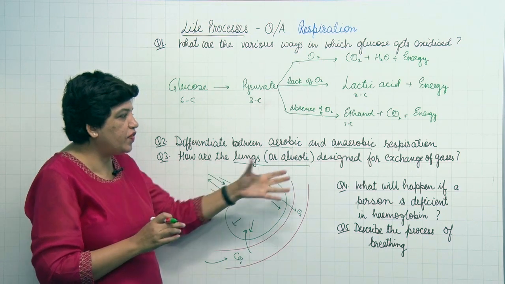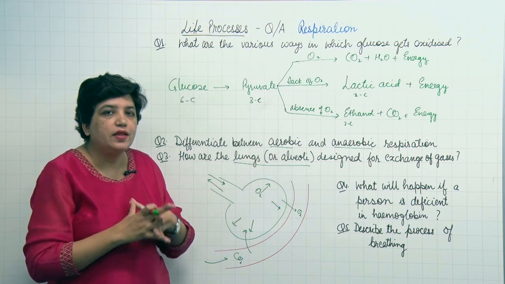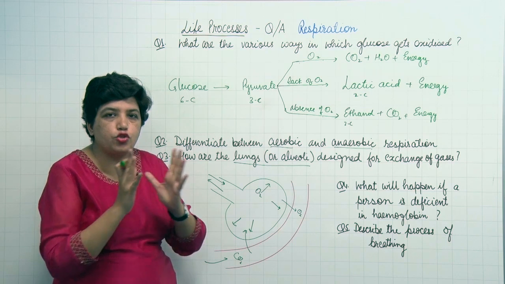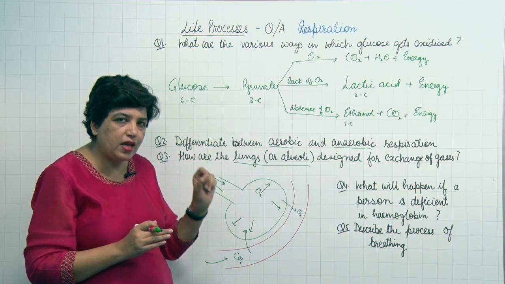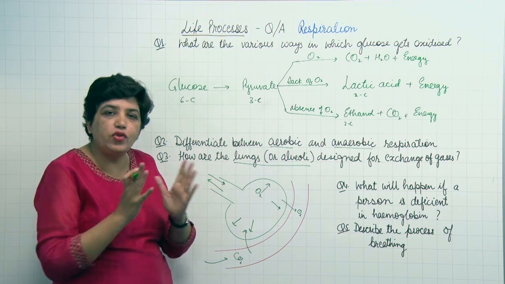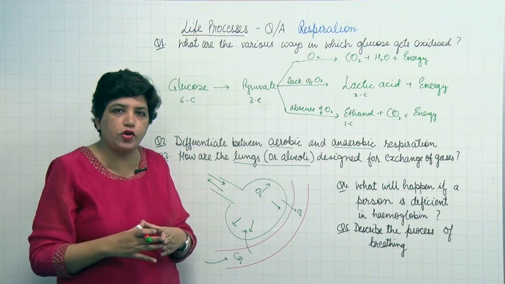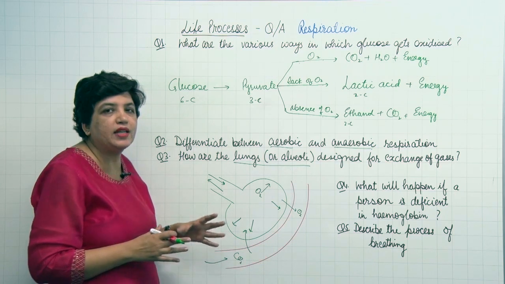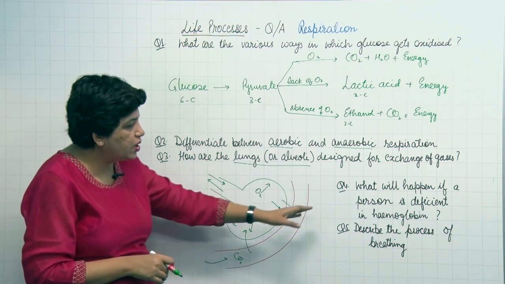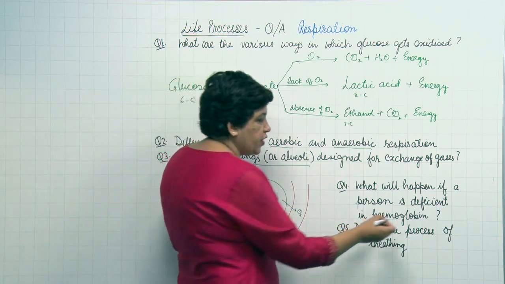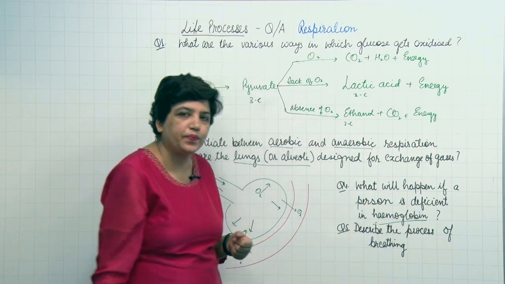So how is the structure of lung designed for exchange of gases? In this you have to explain the structure of alveoli, that they are air sacs, they are very thin walled, and they increase the surface area for absorption of oxygen, and they are richly supplied by the blood vessels for exchange of gases. The next question, what will happen if the person is deficient in hemoglobin?